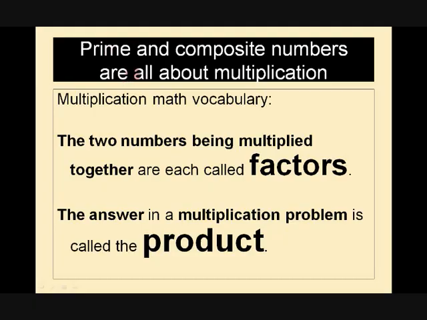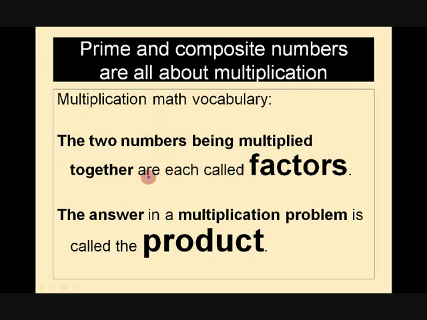Prime and composite numbers are all about multiplication. It's not about addition, okay? Prime and composite numbers are not about addition. It's all about multiplication. Multiplication vocabulary states that the two numbers being multiplied together are each called factors.